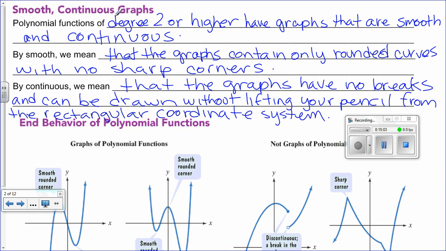So I'll give you a few minutes to catch up. Now, once you take calculus, the definition of continuity is going to be completely different. Okay, you're going to have to check for other things. Now, right now we're talking about something easy. So by smooth, let's look at the examples here.